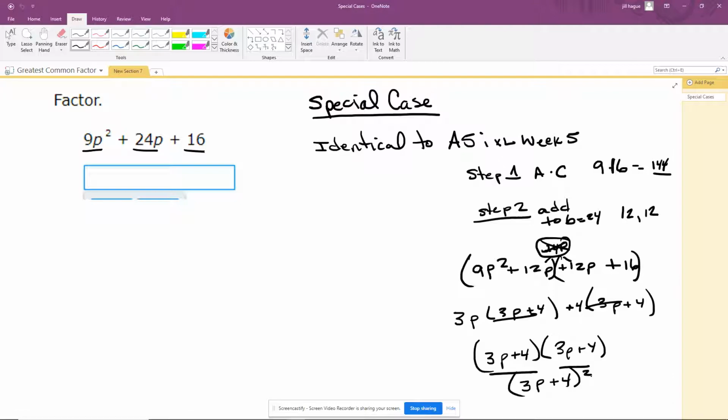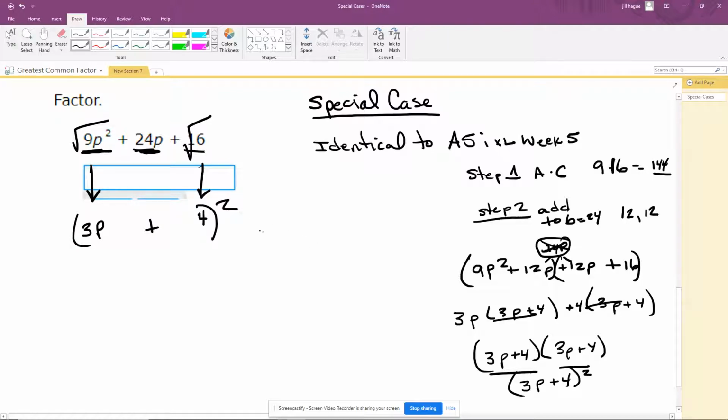However, there is a shortcut. If you're the type of kid that likes shortcuts, and you know that this is a perfect square, meaning I can take the square root of it, and this is a perfect square, meaning I can take the square root of that, you write the 2 numbers down, 3p and 4. The square root of that is 3p, and the square root of 16 is 4, and you ask yourself if 3 times 4 is 12p, you ask yourself if the middle is double what that is. In this case, it is. So you just put the plus, you put parentheses, you put squared, and you're done. It's the same exact thing as that.